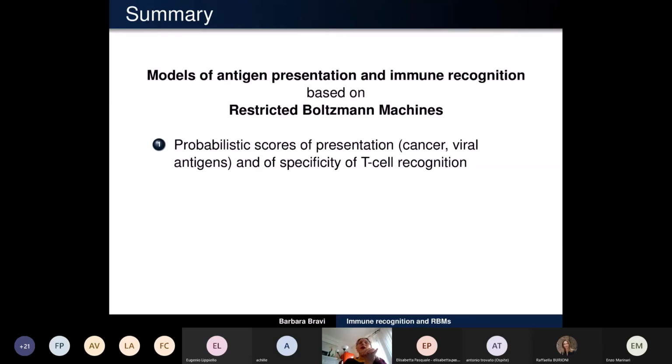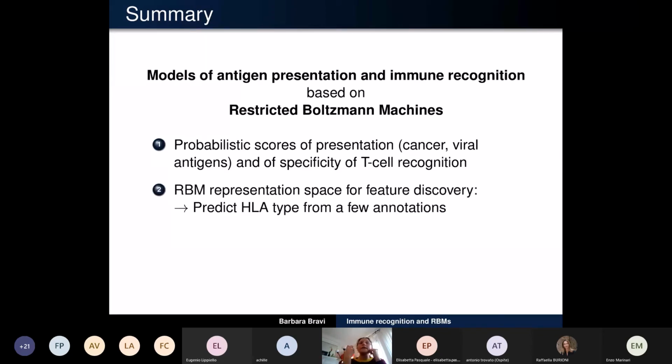So first, these models allow us to assign probabilistic scores, either scores of presentation to identify what cancer or viral antigens are presented, and scores of specificity of T-cell recognition of certain antigens. And then I discussed this idea of projecting the data onto the RBM representation space, which is a way of discovering sequence features that are crucial for the interpretation of specificity of binding. For example, in the case of antigen presentation, I have shown how this projection onto the representation space enables accurate predictions of the HLA type.